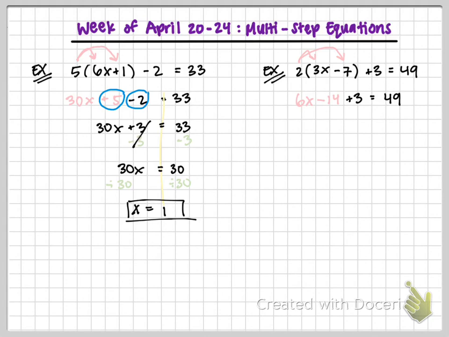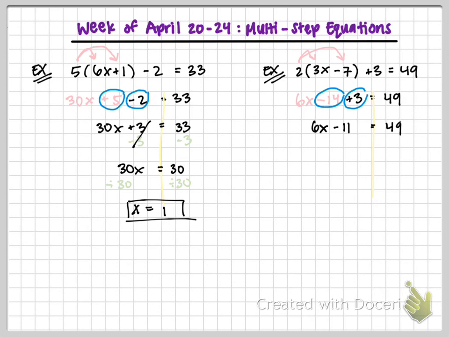Okay, done distributing. Check to see if there's anything you can combine. Let me draw the line down the middle so we remember not to combine anything on opposite sides. So there's nothing for me to combine with the 6x, but I can definitely combine -14 with +3. Drop down the 6x since there's nothing to combine with that. -14 plus 3, that should give me a -11.